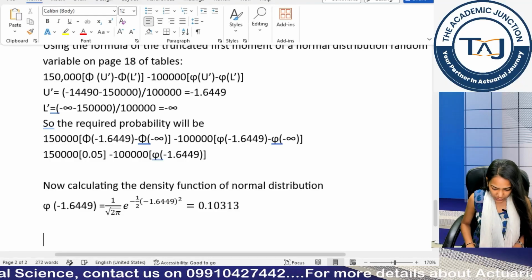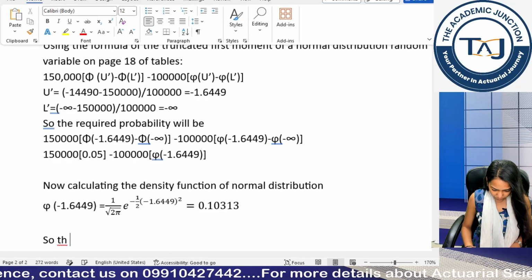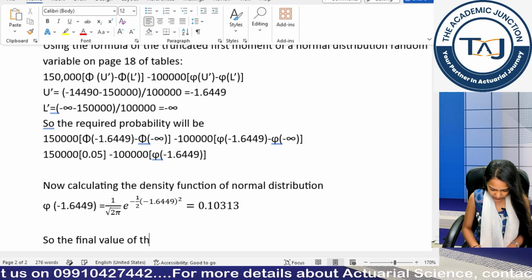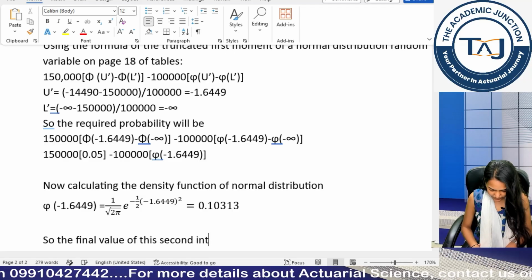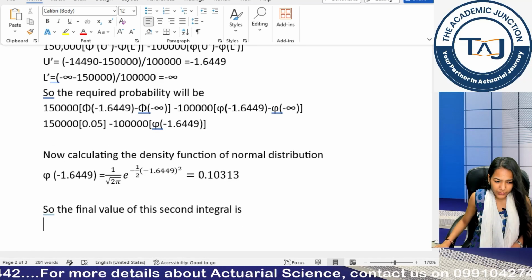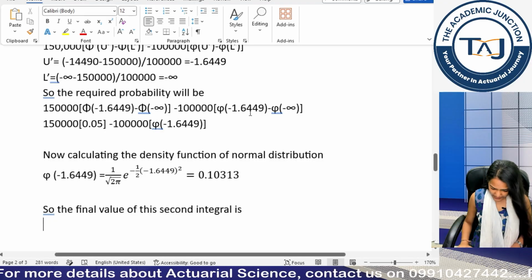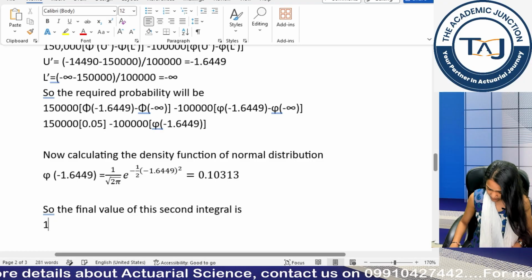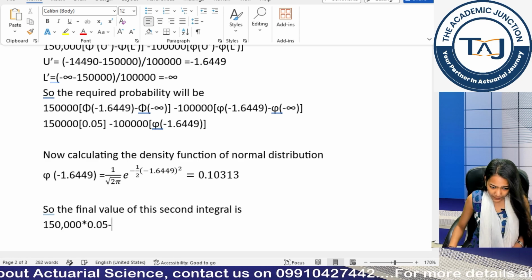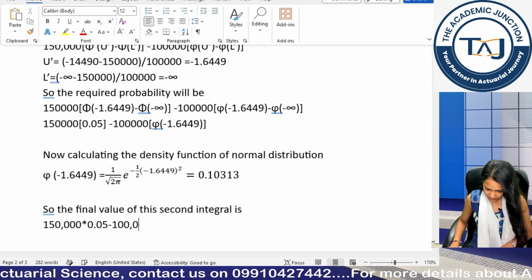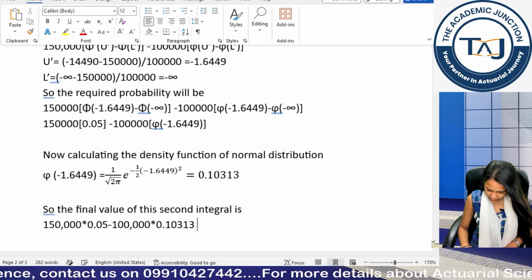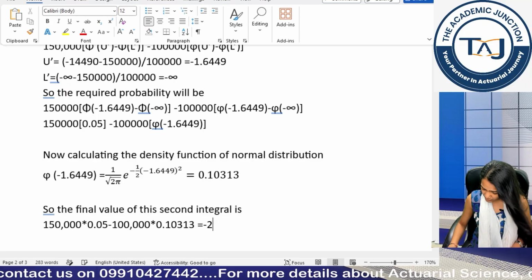Okay. So the final value of the integral is, what is the final value? This basically becomes 150,000 into 0.05 minus 100,000 into 0.10313. This is equal to minus 2813.